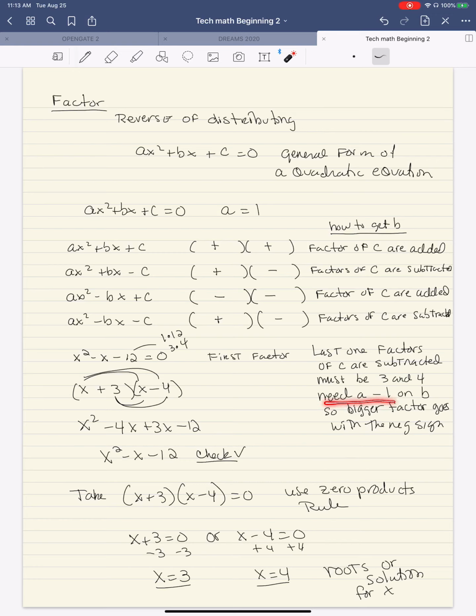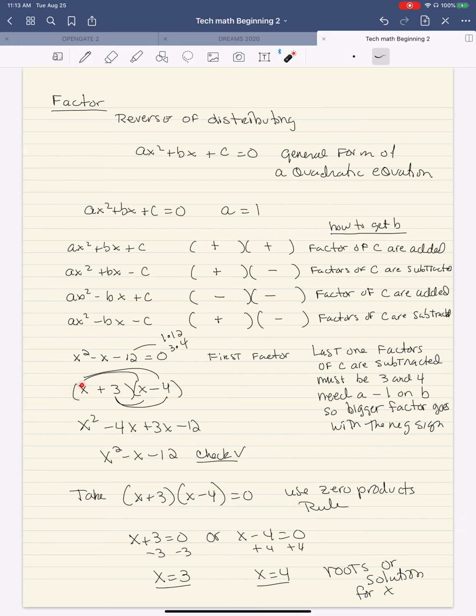So I'm going to choose the 3 and the 4. And since I need a negative 1 on b, I'm going to take the bigger factor and make sure that goes with the negative sign in the parentheses. So the bigger factor out of 3 and 4 is 4. So I want to make sure that that goes with the negative. So it's going to be plus minus. Here's my plus minus. I do x times x, because that always gives me x squared. The last positions are for the factors of c. So I'm going to do 3 and the 4, make sure the 4 is with the negative.